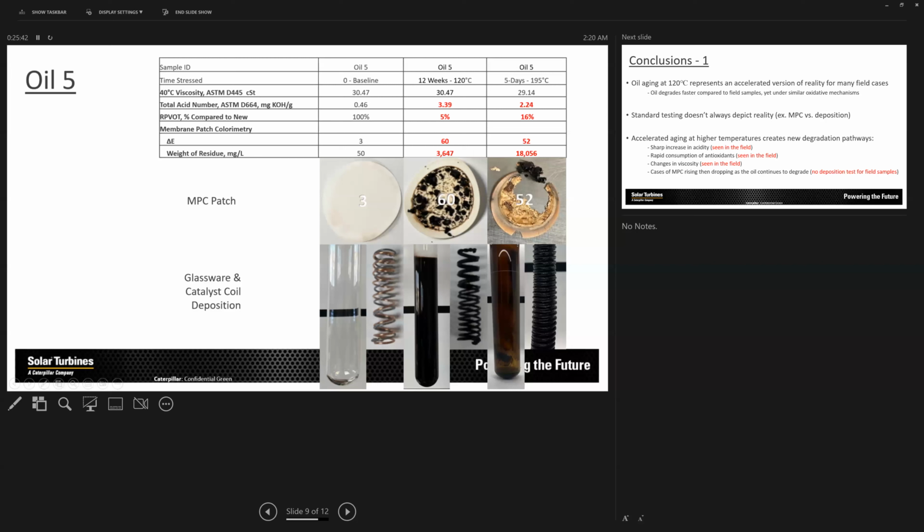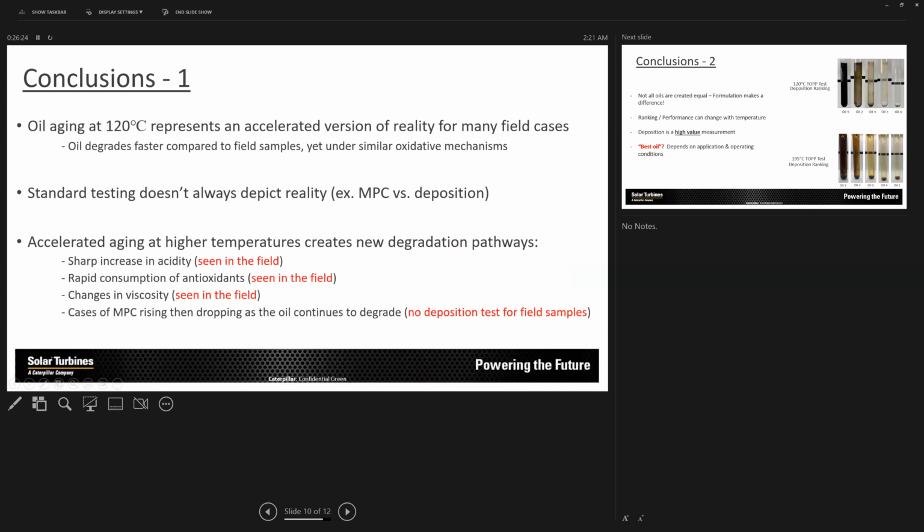For most of the previous oils, what did not switch was the weight of the residue. In some previous oils, you can see it's ash itself. So with all that said, we had a few conclusions based on these tests, and there were enough that I had to split them in two separate slides.